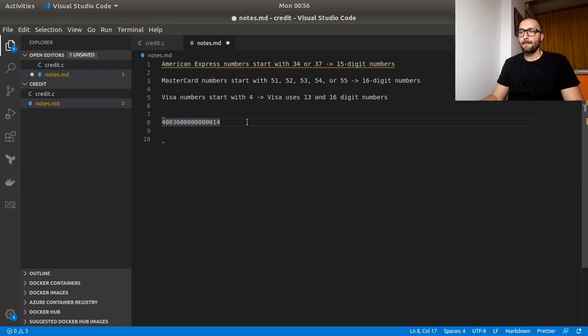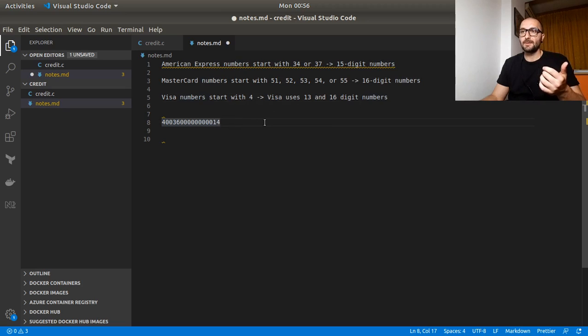We would also have a few other basic conditions, but we can leave these for the end. We will have three examples: American Express, MasterCard, and Visa. American Express starts with 34 or 37 and it's 15 digits long. MasterCard starts with anything between 51 and 55 and it's 16 digits long. And Visa starts with a 4 and it uses 13 or 16 digit numbers. There are other cases, of course, but we will just focus on these ones for our problem.